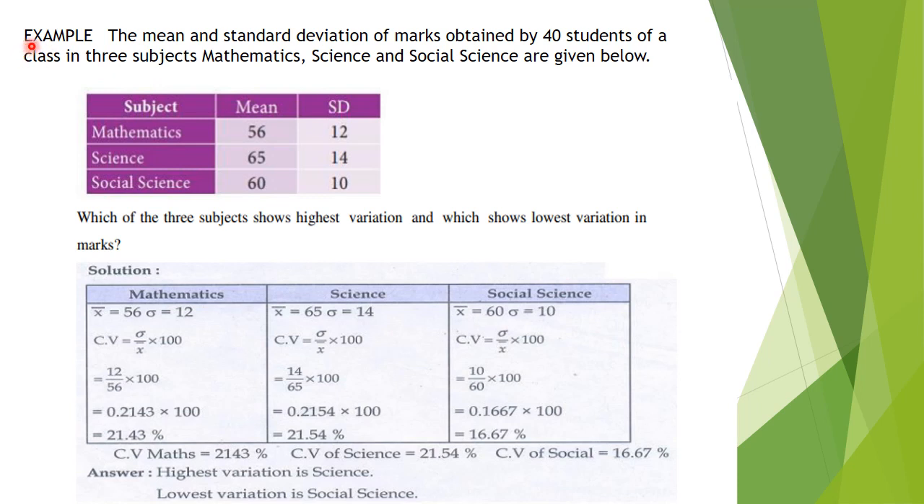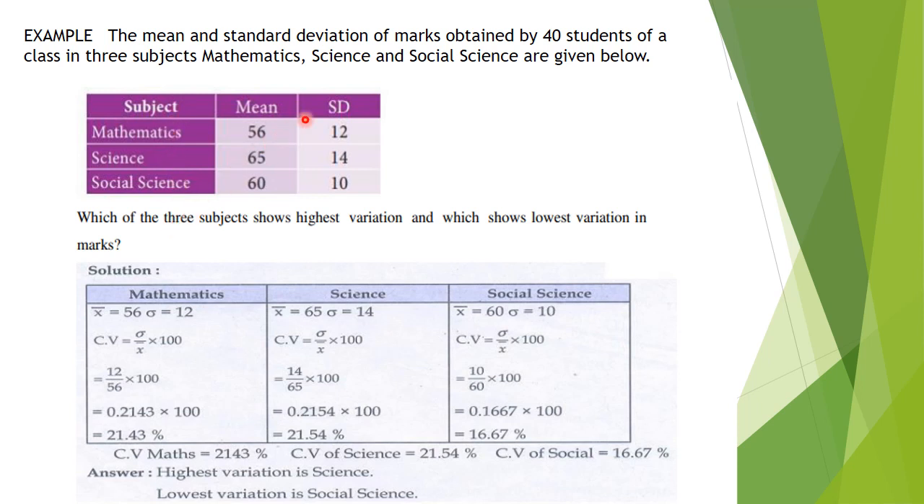Next example: the mean and standard deviation of marks obtained by 50 students of a class in 3 subjects, mathematics, science and social science. Observations are given to us. Mean is 56, 65, 60. Standard deviation of mathematics is 12, science is 14 and social science is 10. Which of the 3 subjects shows highest variation and which shows lowest variation in marks?